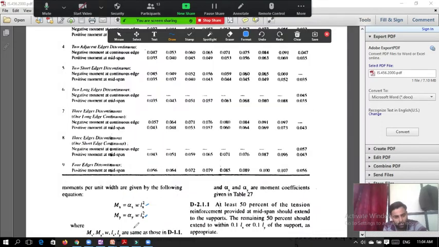I am trying to tell you that in the exam you should pay attention over here. Mx is equal to alpha x w lx square. This is the shorter span. And also my is equal to alpha y w, again it is lx square. It is here, ly square is not written.